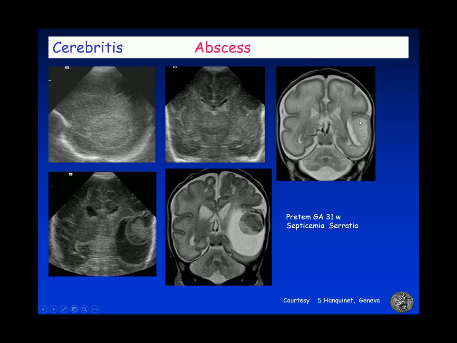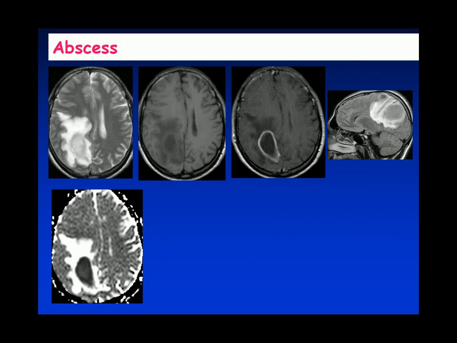At the very beginning, the area looks solid with a peripheral liquefaction, and later on you see the solid and the liquid component due to the evolution into an abscess. And that was an abscess due to septicemia with Serratia, or whatever the cause.